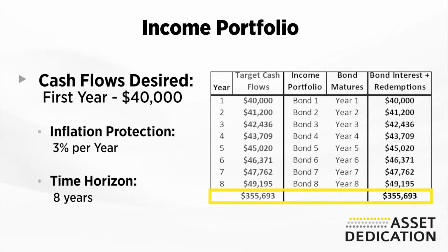Here's what that income portfolio would generate in terms of its cash flows. Its last bond here, in year 8, would generate a cash flow of $49,195. That's throwing off interest for that entire 8-year span of time naturally.